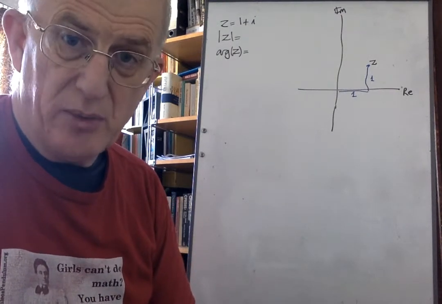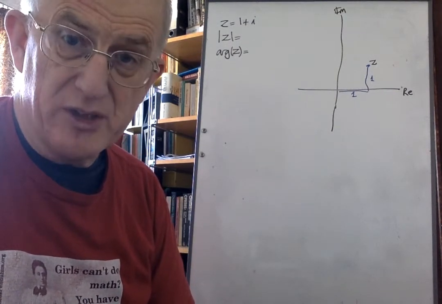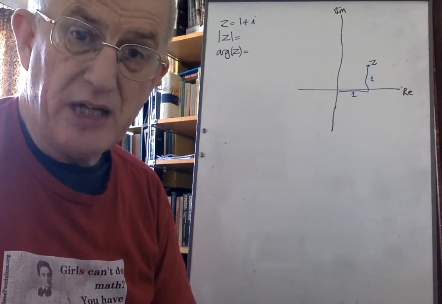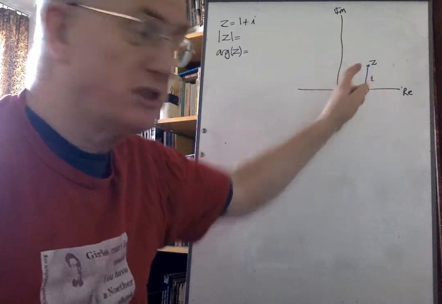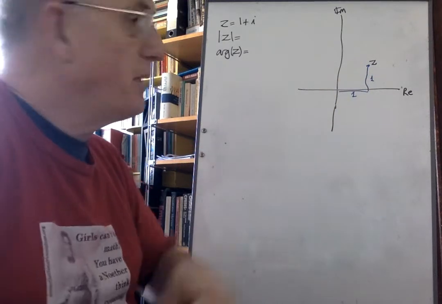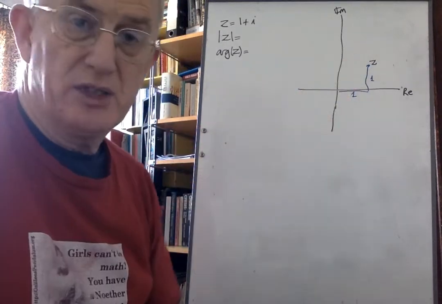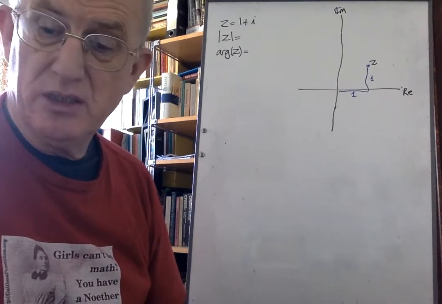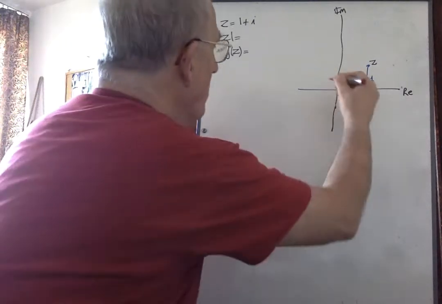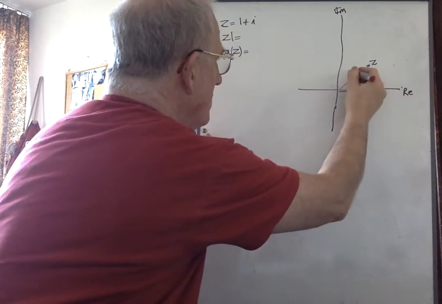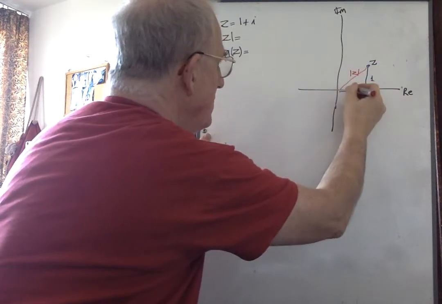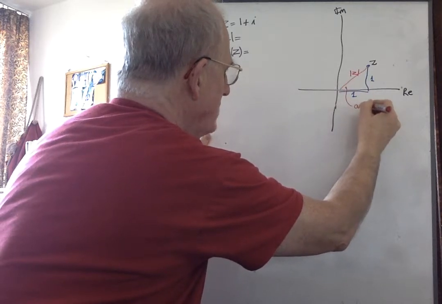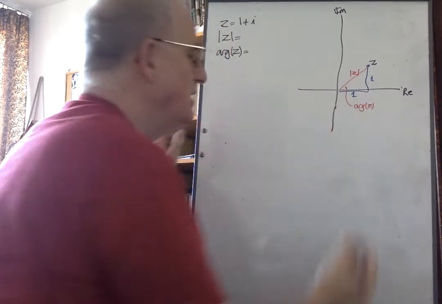Modulus of z and argument of z are just a different way of describing where z is. And here, instead of describing it by distance across and distance up, we describe it by distance away from the origin, as the crow flies, and the direction it's in. So that's modulus of z, and this angle here is the direction, it's argument of z.